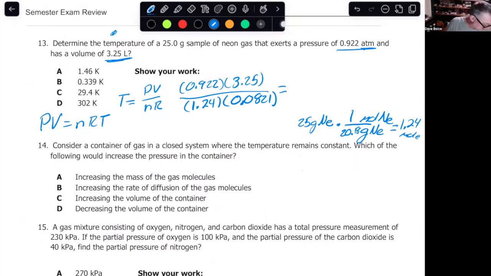And then my answer in this case, I'm not going to give you a range because this is multiple choice and none of them are anywhere near each other. And so the answer was 29.4, which is C.